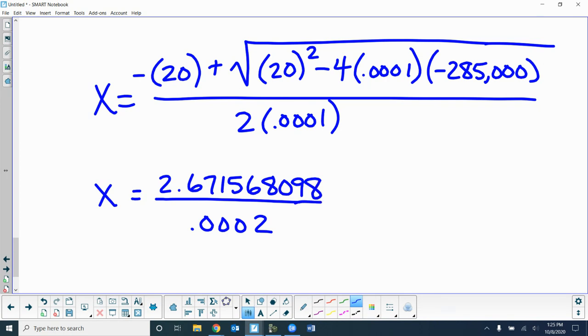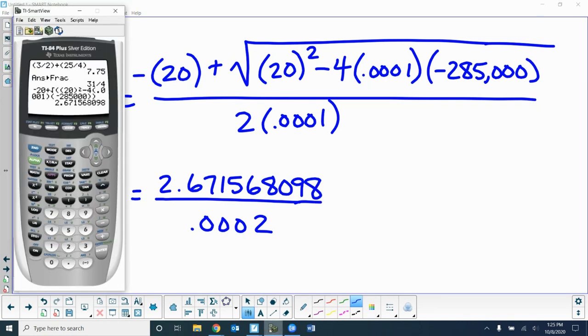What am I gonna do now with my calculator? To finish, divide by 0.0002, right? So divided by 0.0002, and this number will be how many books we can publish for $325,000. 13,357.